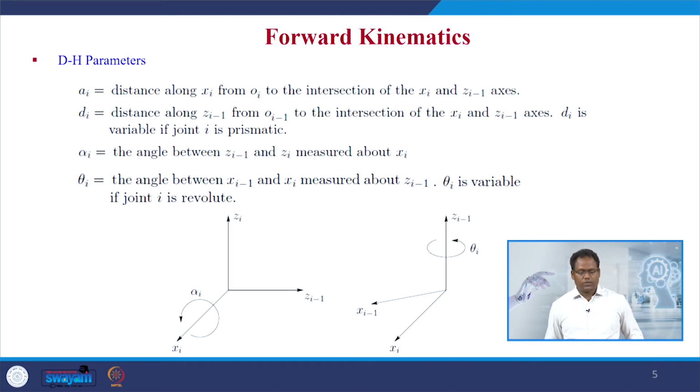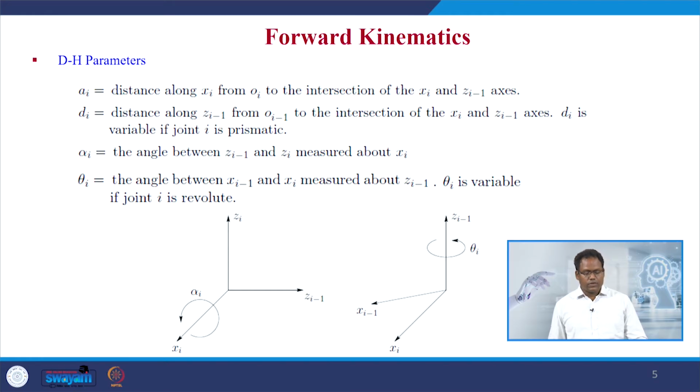Now, for forward kinematics, the important analysis that we have to do is through DH parameters, Denavit and Hartenberg parameters. They are 4 in number: ai, di, theta i and alpha i. As the name indicates, ai, di are the link lengths or precisely the length parameters, and alpha i, theta i are the angular parameters. When we say ai, let us define that. What is ai?